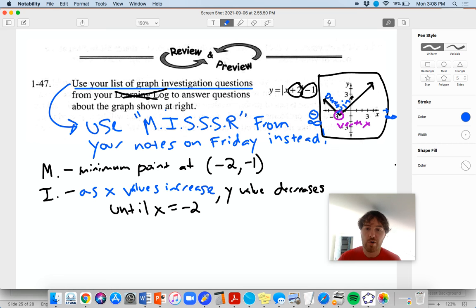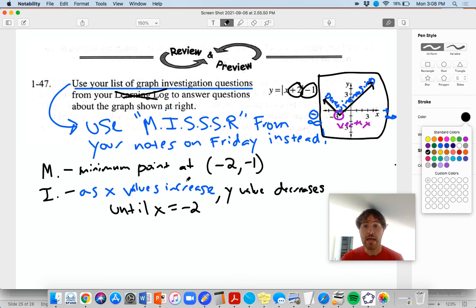This is what I look for here: when you're going up and to the right, that means it's increasing, and that's what I'm trying to write here. It's very small, so I doubt that you're able to read it here: until x equals -2. Then it increases.